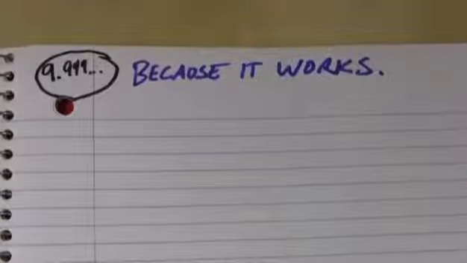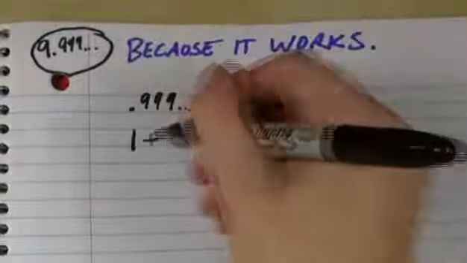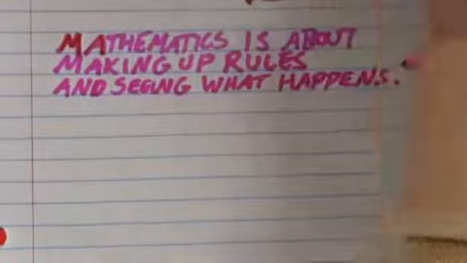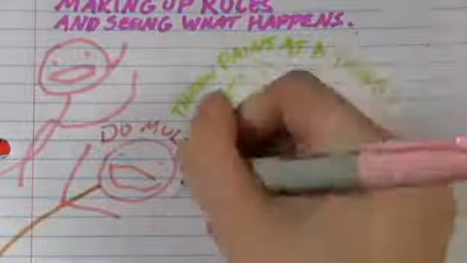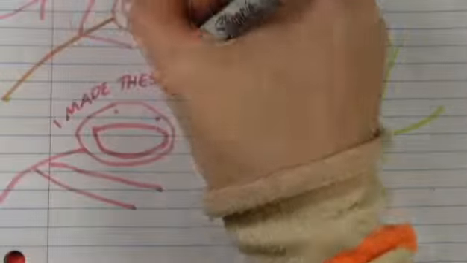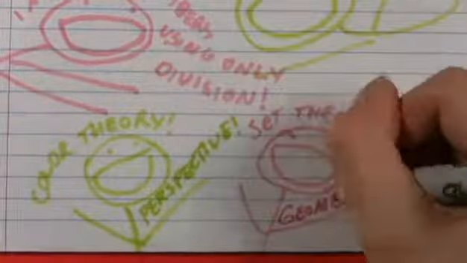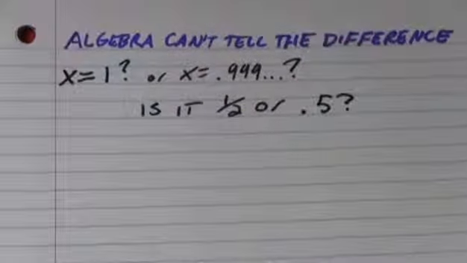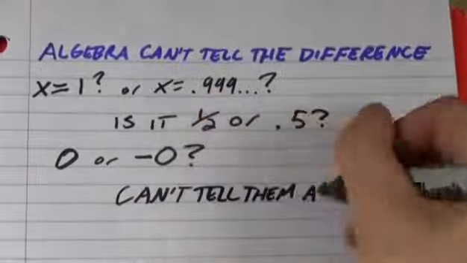It's consistent, just like 1 plus 1 equals 2 is consistent, and just like 1 divided by 0 equals infinity isn't. Mathematics is about making up rules and seeing what happens, and it takes great creativity to come up with good rules. The only difference between mathematics and art is that if you don't follow your invented rules precisely in mathematics, people have a tendency to tell you you're wrong. Some rules give you elementary algebra and real numbers, and these rules can't tell the difference between 0.9 repeating and 1, just like they can't tell the difference between 0.5 and a half, or between 0 and -0.